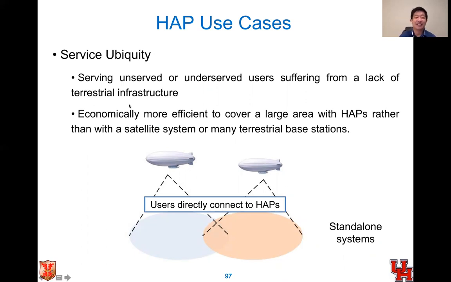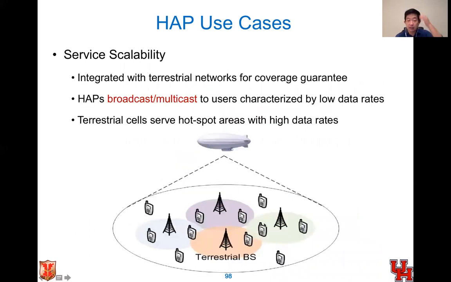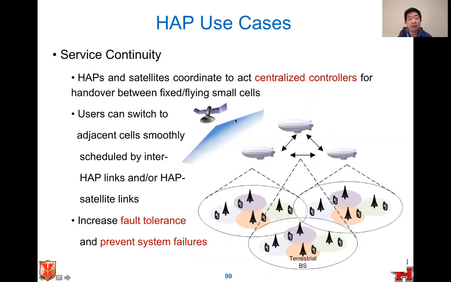Anyway, we have this service ambiguity. Basically, the user can directly connect to the HAP. This is a standalone system. Or you can have a hierarchical structure: below, you have base station coverage, the cell phone network, so it becomes a hierarchical structure. Or you can integrate together with the satellite, and multiple HAPs can connect to each other. And that is very interesting.